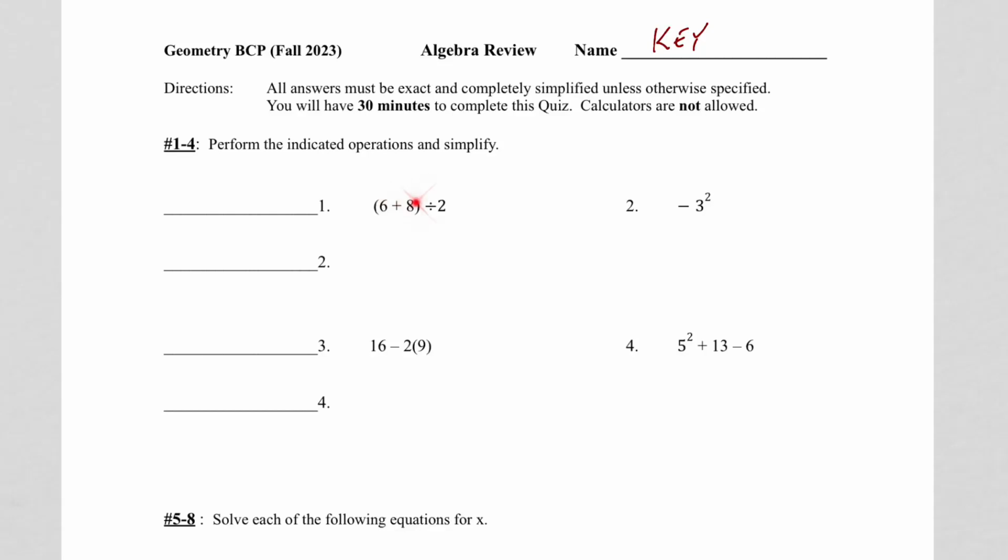For number 1, you got to do the parentheses first. So we're going to add this first and get 14. Remember, you're doing PEMDAS, parentheses comes first. And then you're going to divide by 2 to get 7.